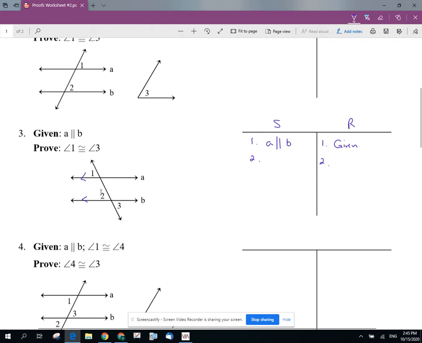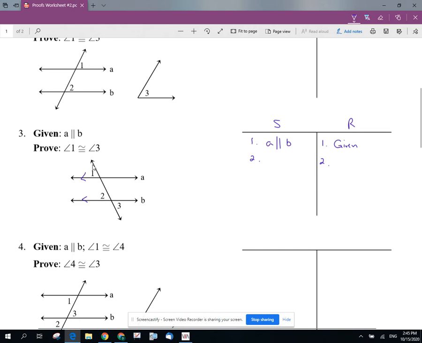We put this angle 2 here. You could go through the process of saying angle 1 is congruent to angle 2. That would go here, corresponding angles. That is to say, parallel lines implies corresponding angles congruent. 2 is congruent to 3. That could go on line 3 in vertical angles. And then you could say 1 is congruent to 3 by the transitive property.